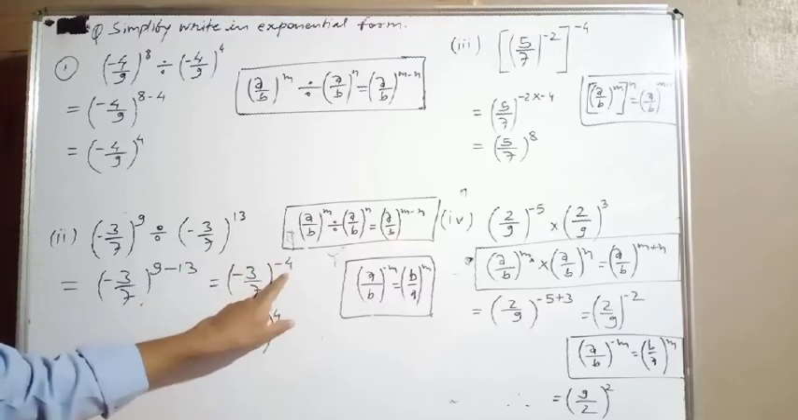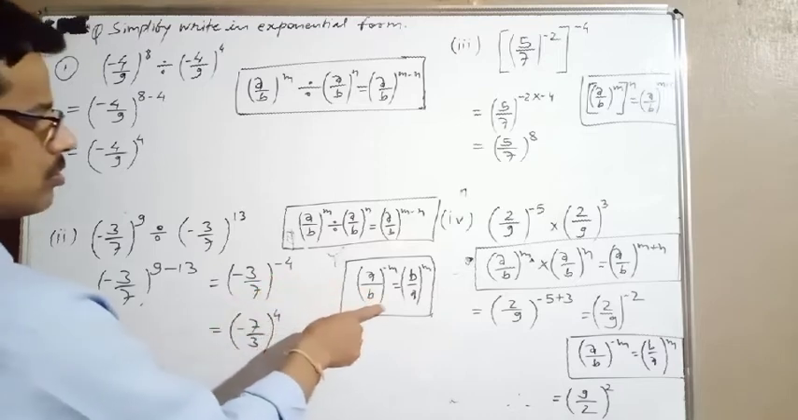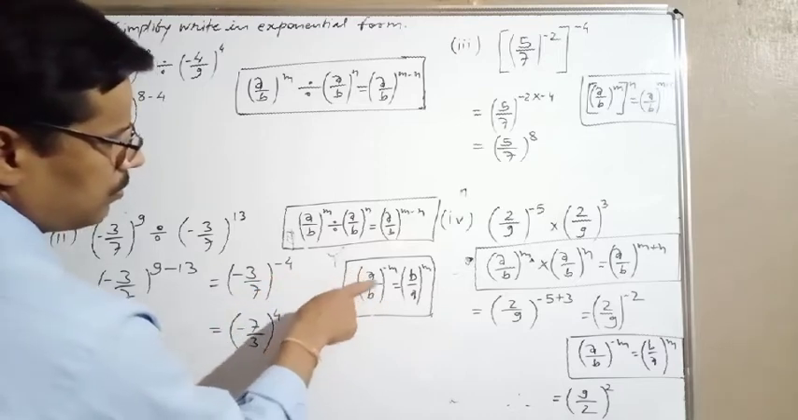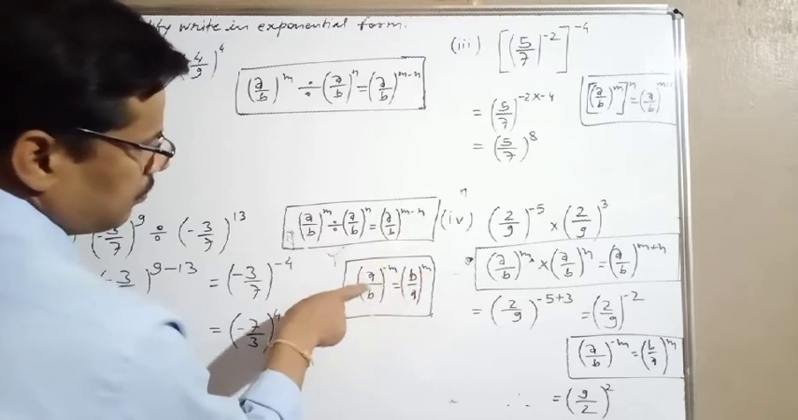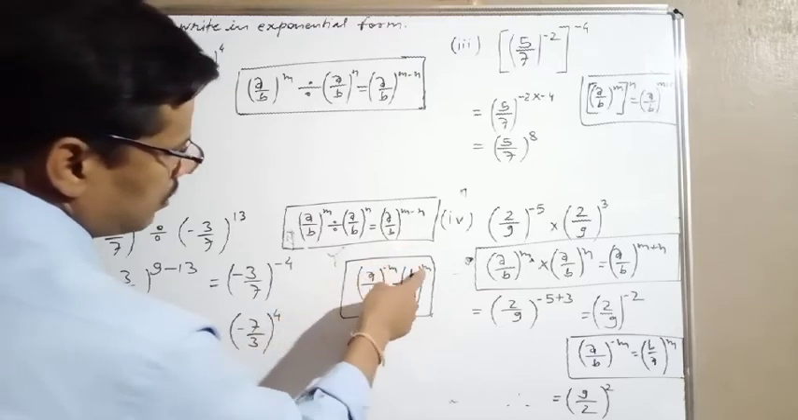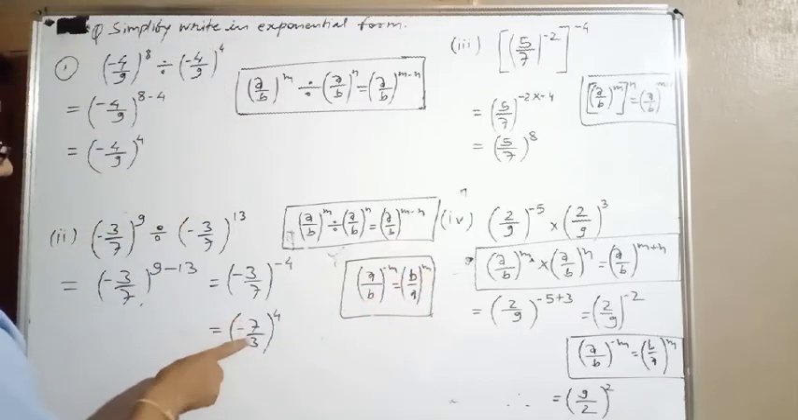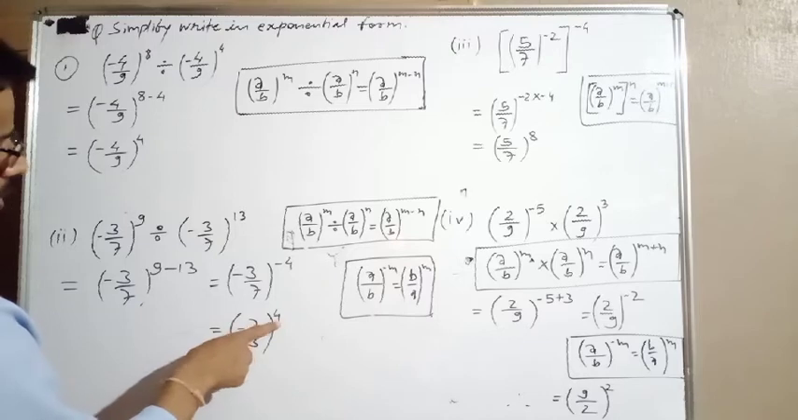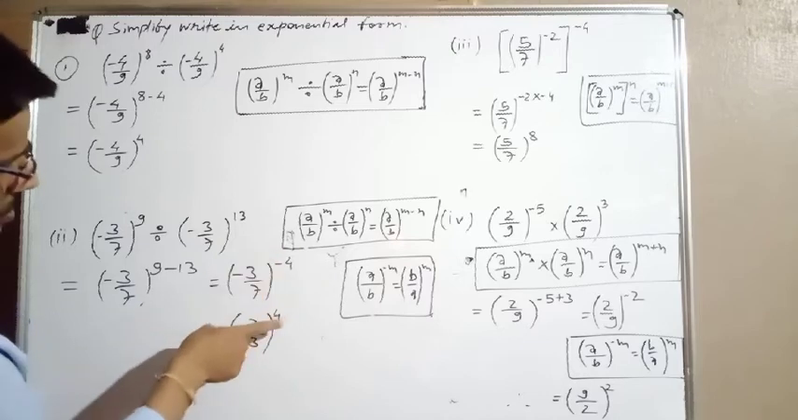Now this negative power we can convert into positive. How can you make it so? By using the laws of exponent. Here a upon b power minus m is equal to b upon a power m. We write the reciprocal, so the negative power becomes positive. So here it becomes minus 7 upon 3 with positive power. 3 upon 7 becomes 7 upon 3, and its negative power becomes positive.